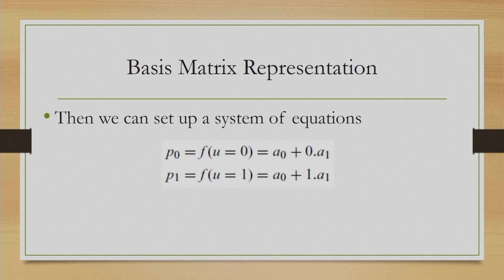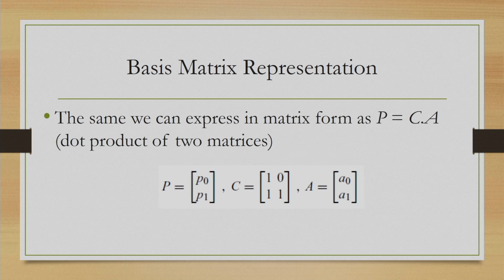If that is the case, then we can set up our system of equations as shown here. Two equations, one for P0, one for P1, with the parameter value fixed. Now, by solving these equations, we can get the coefficients. However, if we look closely, then we can see that the same system of equations we can represent in the form of matrices. Now, what is this matrix representation?